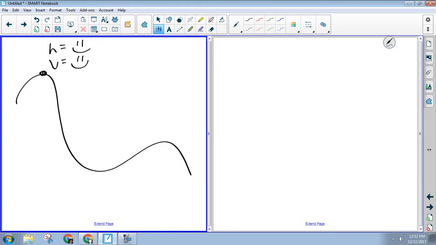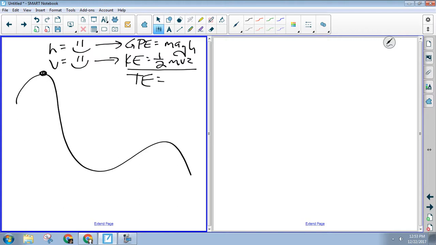Smiley face means you know it. It's an internationally recognized symbol. Okay? So we know the height, we know the velocity. I learned that. I'm sure your physics professor in college will do the same thing. All right? So we know the height. Oh, I can use my height to find my GPE, because it's mass times acceleration of gravity times height. Oh, I know the velocity. I can find my kinetic energy. It's 1/2 mv squared. Oh, I can find my total energy, right? Just by adding those two things together.